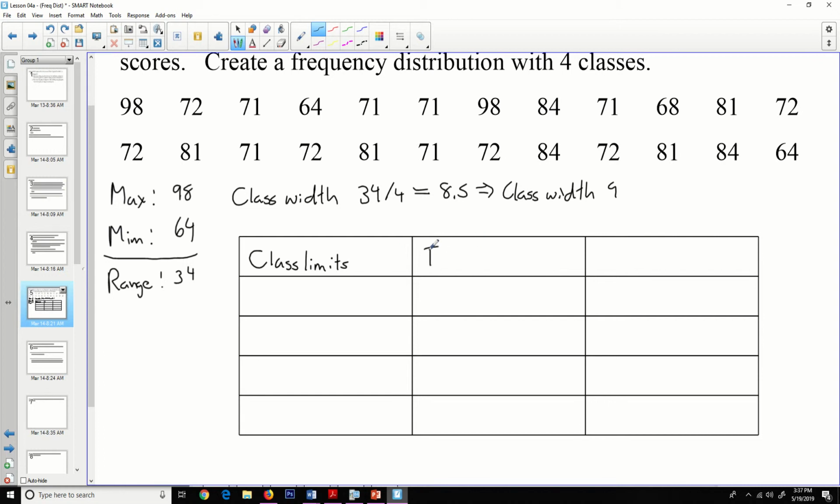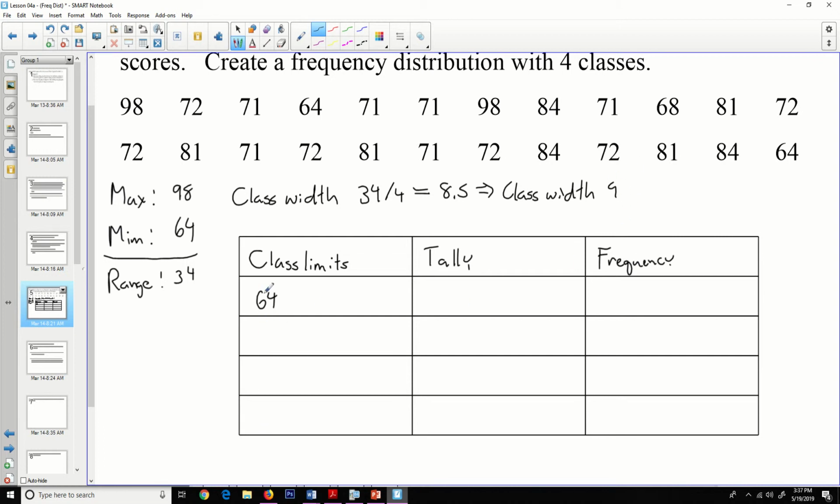Let's say that this is going to be my tally. And let's say that this is my frequency. All right. So my class limits. The smallest number, this minimum here, 64, is going to be my first lower limit. And to find the remaining lower limits, we are just going to add 9.